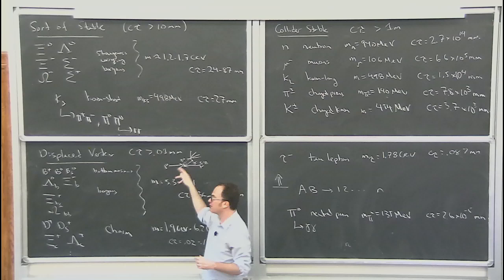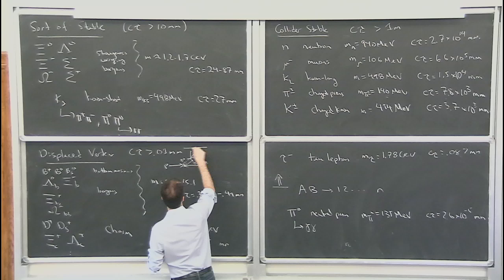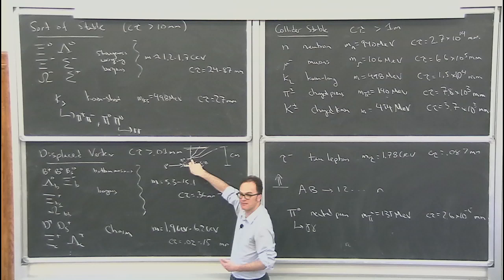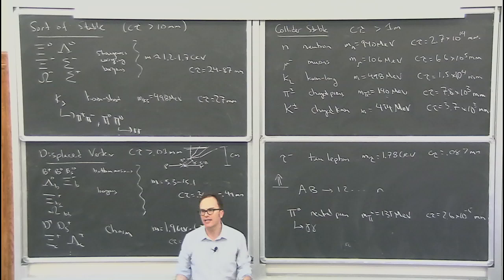But these lengths are not so big that this secondary vertex is made inside of your tracking detectors. So your first layer of tracking detectors here is roughly a centimeter away. You have to somehow be able to infer that that vertex was present. And not all the decays of these objects allow you to actually infer that that displacement happened.